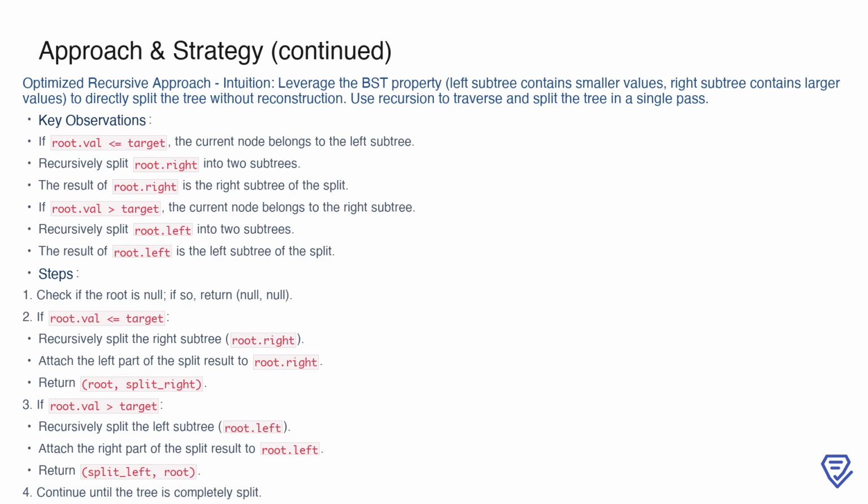If the root is null, we return null for both trees. If the root's value is less than or equal to the target, we split the right subtree, attach the left part to the root's right child, and return the root as the left subtree. Similarly, if the root's value is greater than the target, we split the left subtree, attach the right part to the root's left child, and return the root as the right subtree. This process continues recursively until the entire tree is split.